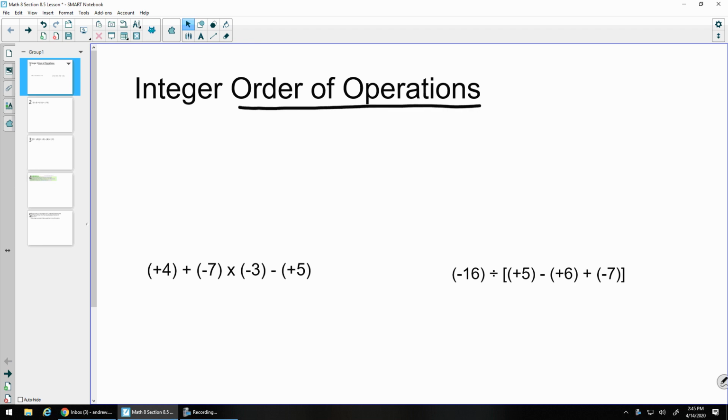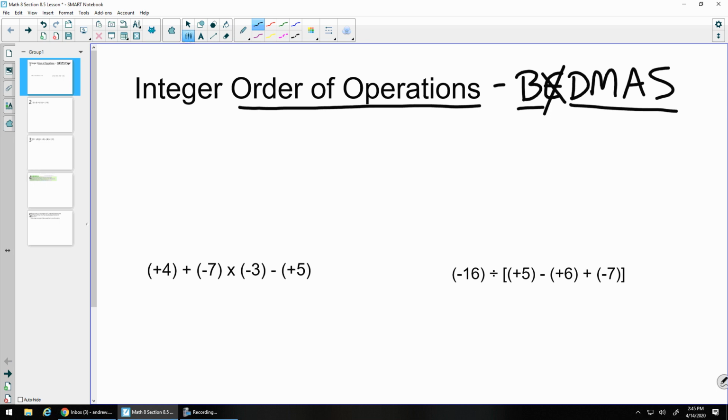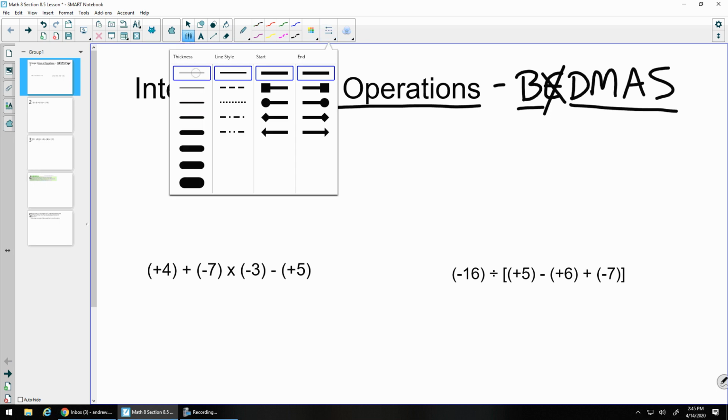Okay, so we're on integer order of operations. So that's using BEDMAS. But we're really only using the math and the brackets. We won't really be using exponents that much, not right now, even though that is part of it. So just a quick review of what our rules are for multiplying and dividing integers.